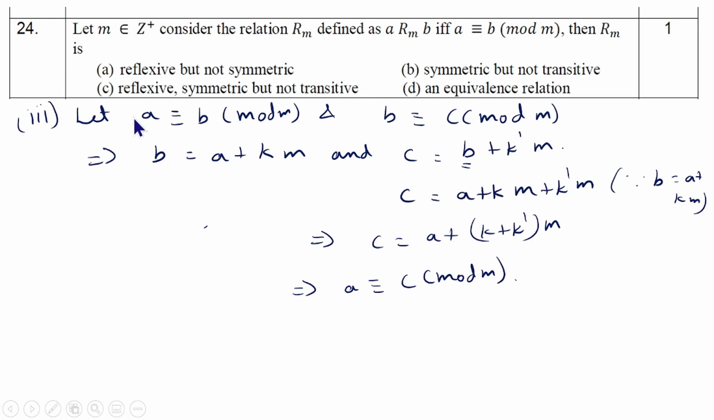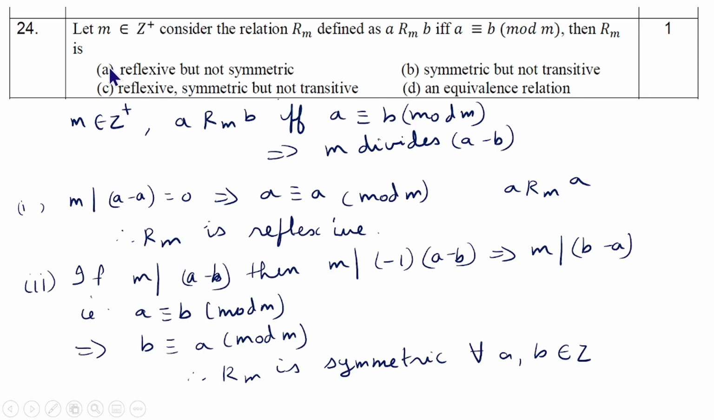So we have taken A congruent to B mod M and B congruent to C mod M, and now we have got A congruent to C mod M, which means Rm is transitive. Therefore Rm is transitive. So any relation which is reflexive, symmetric and transitive is an equivalence relation. So the correct option is option D.